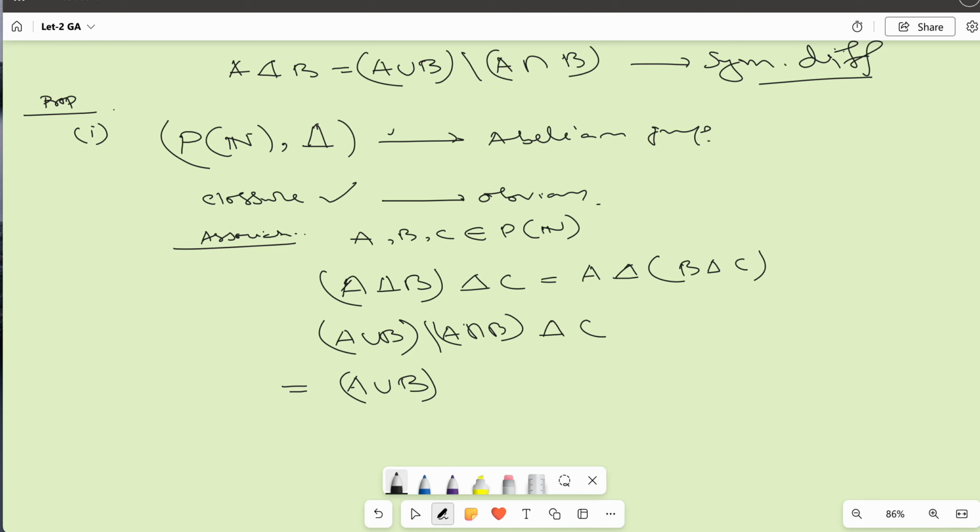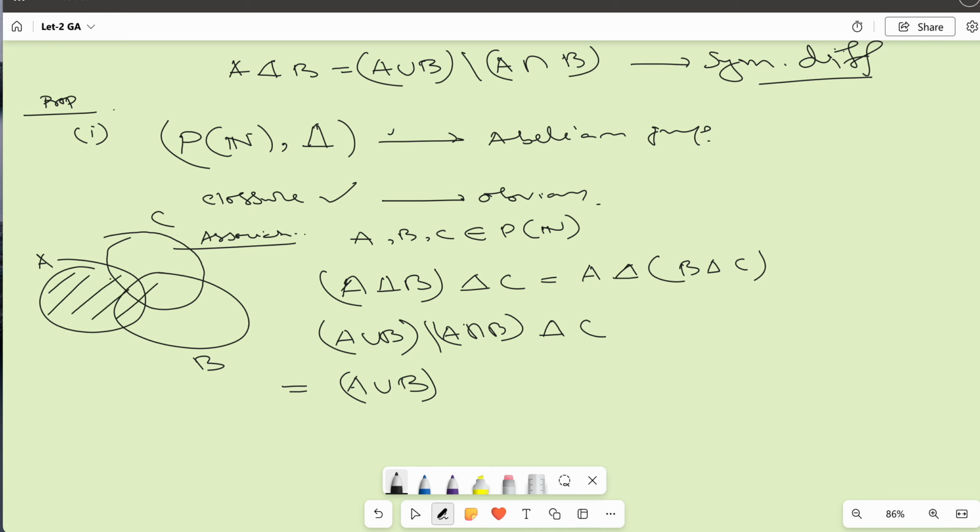See here, if you have sets, suppose these two intersect here, suppose this is A, this is B, suppose this is C, right? So A union B will be this entire set, A union B, right? Minus A intersection B means just this area.